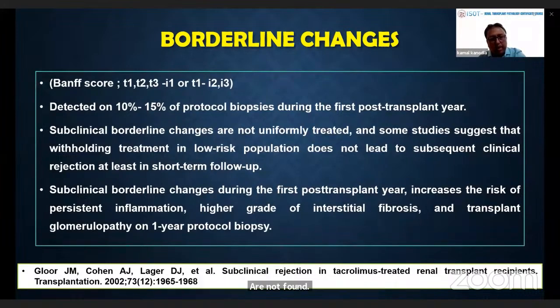But other centers believe that subclinical borderline changes during the first post-transplant year increase the risk of persistent inflammation and higher grade of interstitial fibrosis and transplant glomerulopathy on the 1-year protocol biopsy. So if you don't treat the borderline rejection, then there can be chances of this inflammation, interstitial fibrosis and TG. A high prevalence of this is seen.